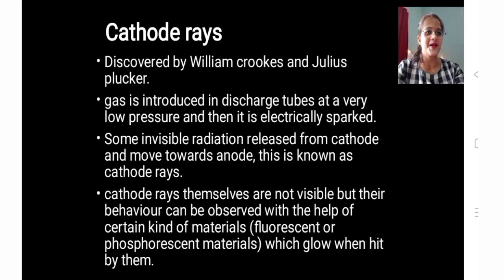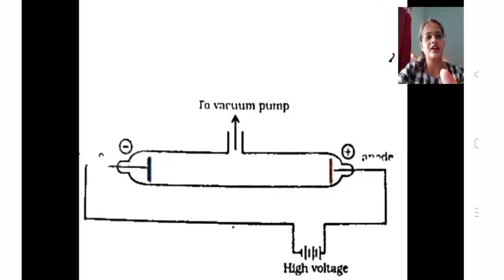This is a very basic thing. Now, that is what is written here: cathode rays themselves are not visible, but their behavior can be observed with the help of certain kinds of materials, like phosphorescent or fluorescent materials, which glow when hit by them. Okay, same thing. Now let's move on.